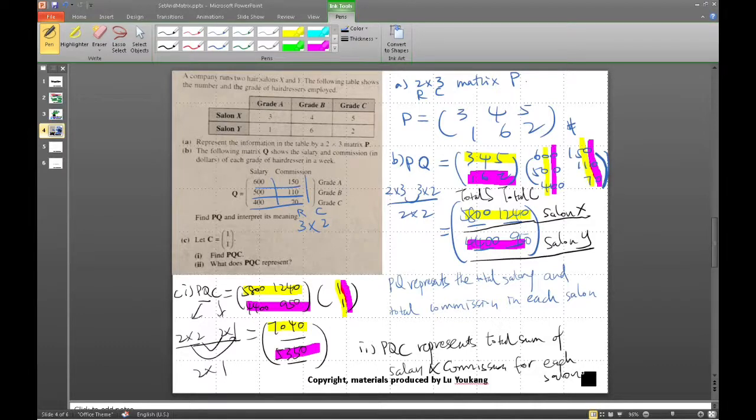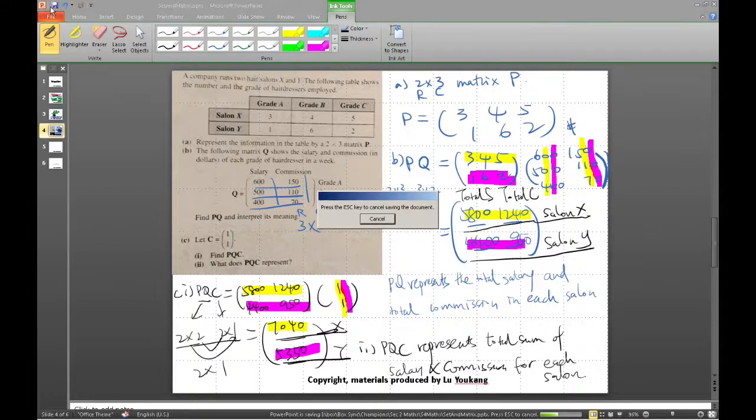So I hope this question is very easy for you, and I have to remind you again, be very careful when it comes to multiplication of matrix. Let me save this slide before we continue.